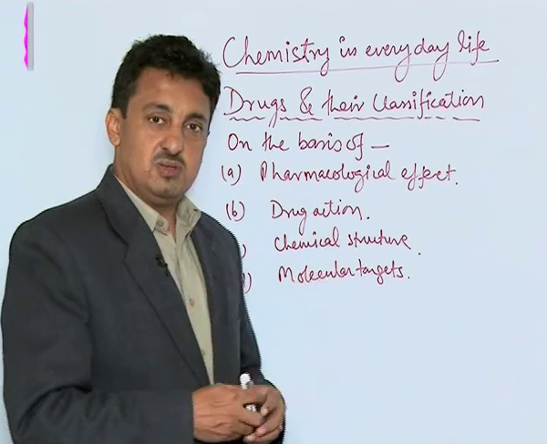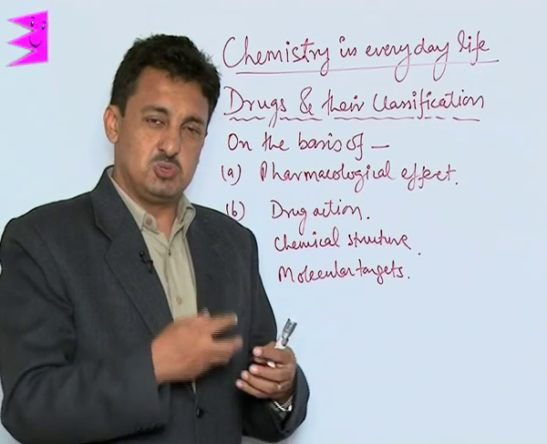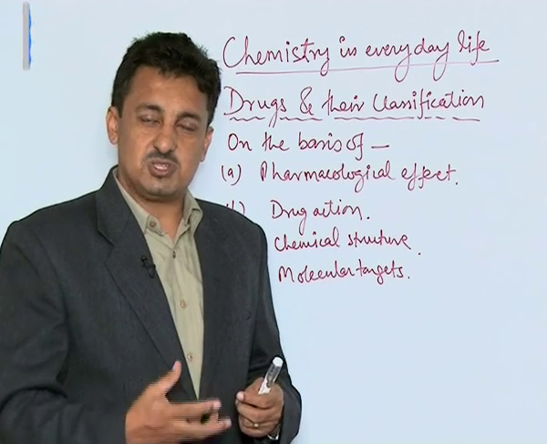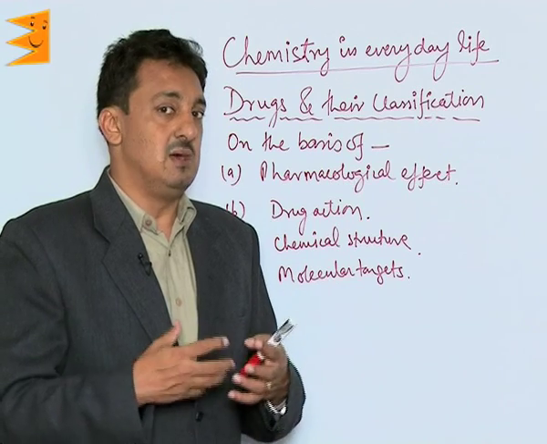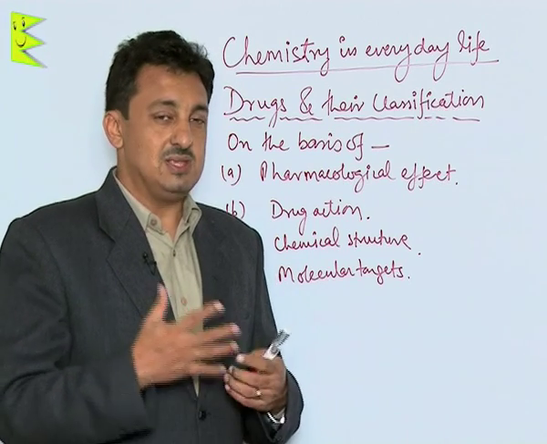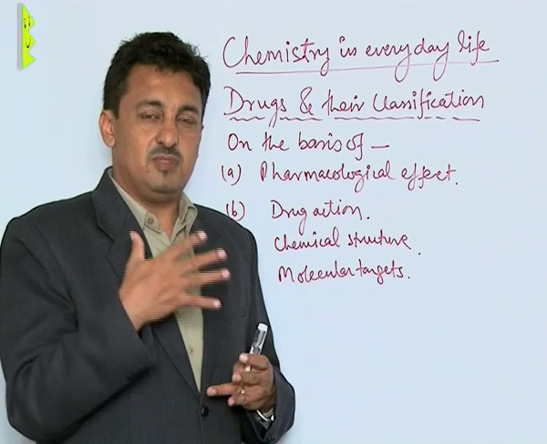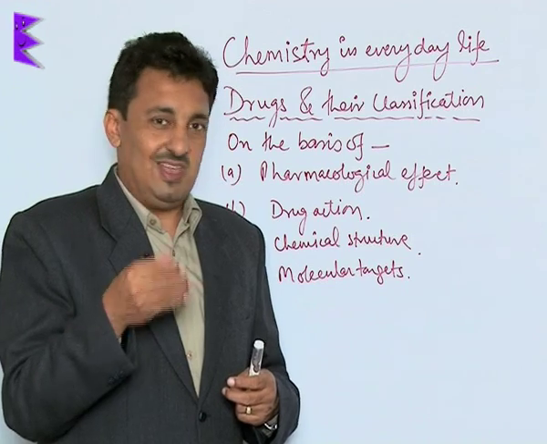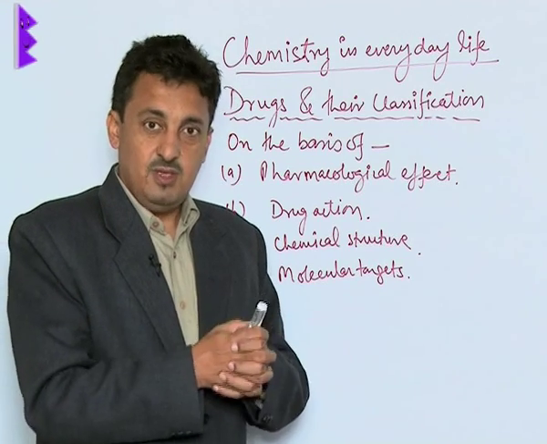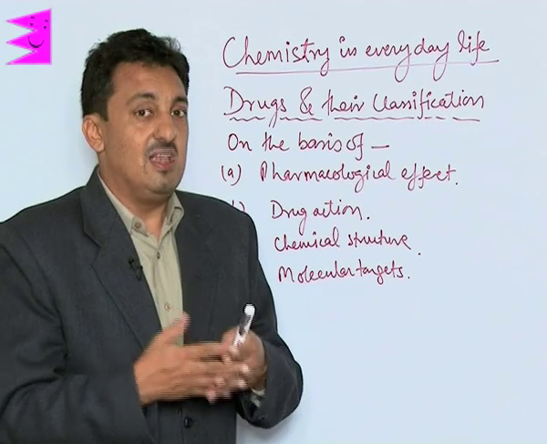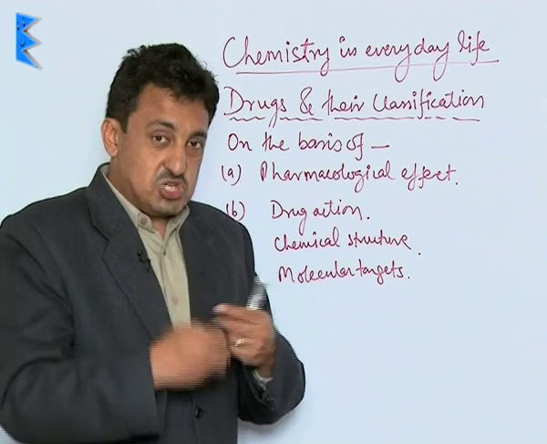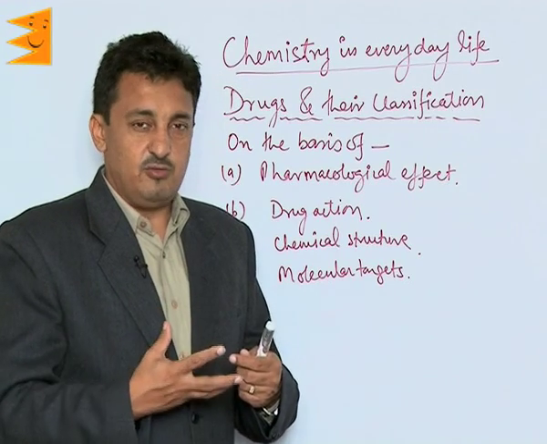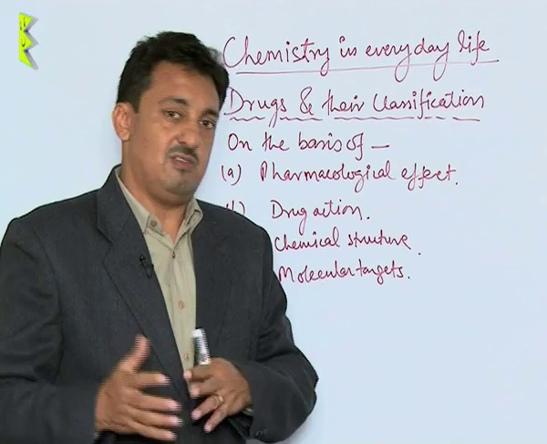Then drug action. What action does a drug show when it is taken inside the body? What is the chemical process it starts or stops? That is another very important piece of information we need to know. Like antihistamines, they stop the interaction of histamine, the chemical substance which is secreted after an allergic action. They stop its secretion, so they just prevent the allergic action. What action that drug does when it is taken in the body is very useful information, and on the basis of that we also classify the drugs.